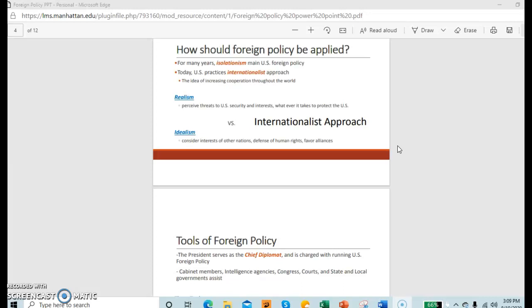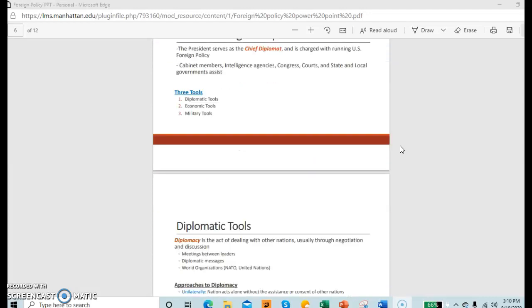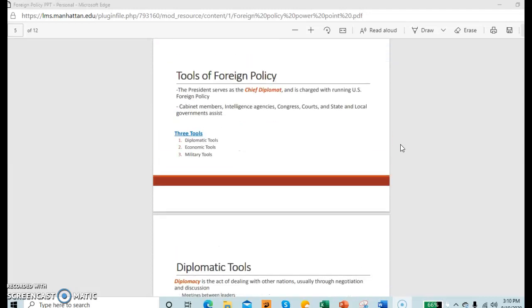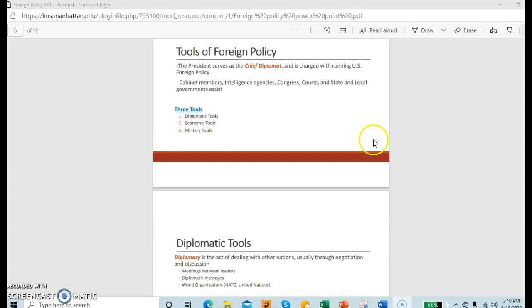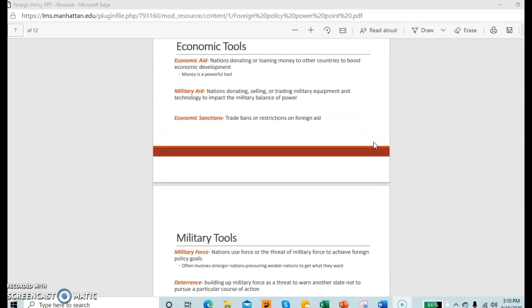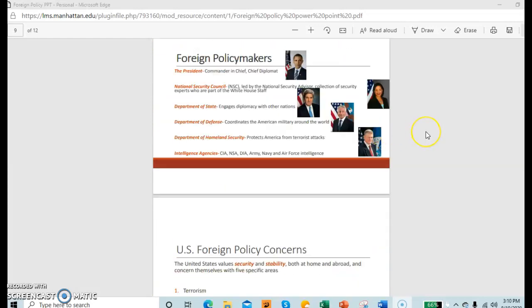In other words, a realist school focusing on core U.S. interests, America first sort of thinking, American interests above all. Idealist thinking with a perspective that yes, U.S. should pursue its interests, but in doing that, should also consider the interests of other countries, should emphasize cooperation between countries rather than conflict. What are some of the tools of foreign policy? You have diplomatic tools, economic tools, military tools. Take a look at those when you have a chance.